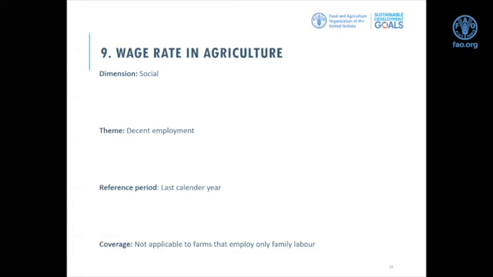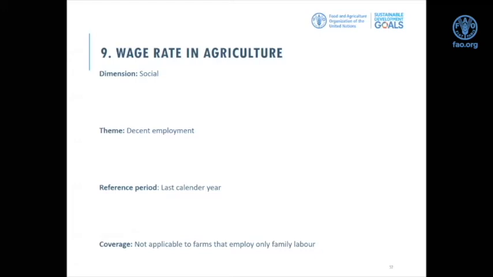So the first sub-indicator in the social dimension is wage rate in agriculture. The theme is decent employment. The reference is last calendar year. One important point to note is that the coverage or the applicability of this particular sub-indicator is only for the farms that hire unskilled external laborers.